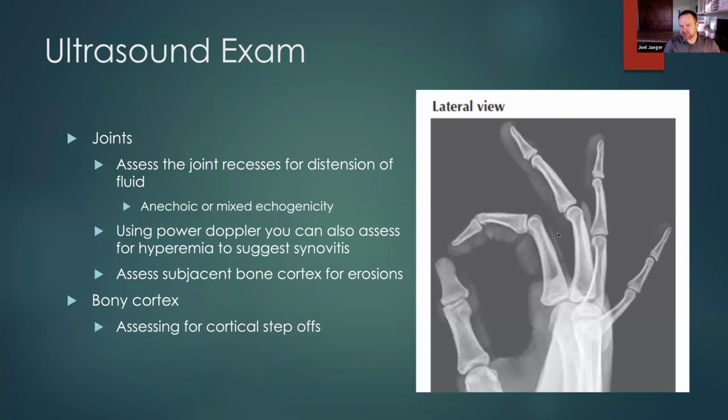I put this lateral X-ray up here because I thought it was a really good way to visualize these joint recesses. We get a little bit of a picture in our mind of the shape we're going to be looking for of that bony cortex when we are looking for the recess under the ultrasound.